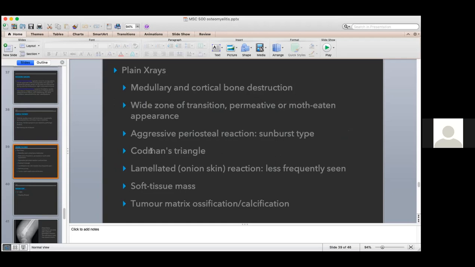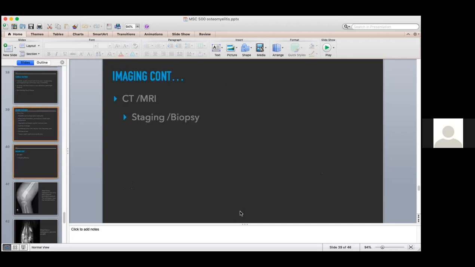Okay, then again, there is Codman's triangle. Remember, we saw Codman's triangle in osteomyelitis. I think I will put an image in this presentation at some point before I share it with you guys, of Codman's triangle, how it looks. So that makes osteogenic sarcoma a differential of osteomyelitis. Then we have the lamellated or the onion skin reaction, making osteogenic sarcoma a differential of Ewing sarcoma. Soft tissue mass is seen both in osteogenic sarcoma and Ewing's, but Ewing sarcoma has no bone matrix within the soft tissue. Then we said tumor matrix ossification, that's bone within the soft tissue mass.